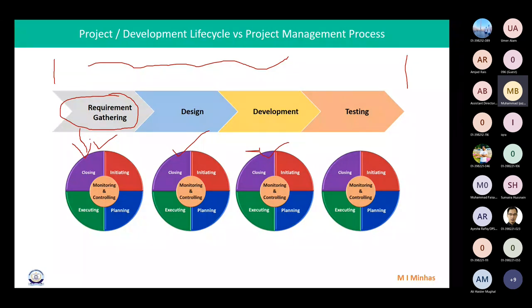And once this phase is over, we call this place the phase gate. Here we will decide whether we need to move on to the next phase or not, right? And then if we have decided to move on to the next phase, we'll initiate that phase, plan that phase, execute and close. Is it clear?